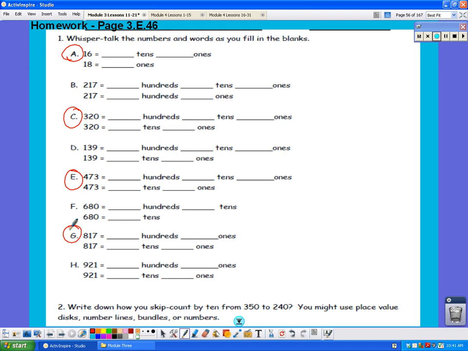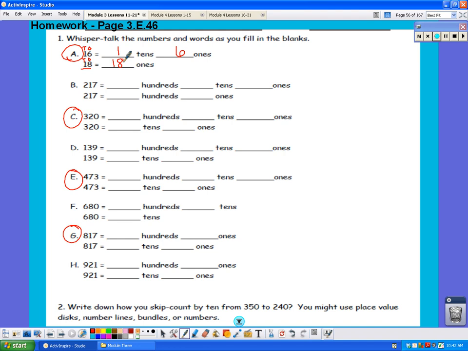16 equals blank tens, blank ones. If I look at my number and I label it using my place value, I see that it has 1 ten and 6 ones. The second part is 18 equals blank ones. If I label it tens and ones, it's only asking me how many ones there are. So if I underline to the ones place, I see that there are 18 ones.